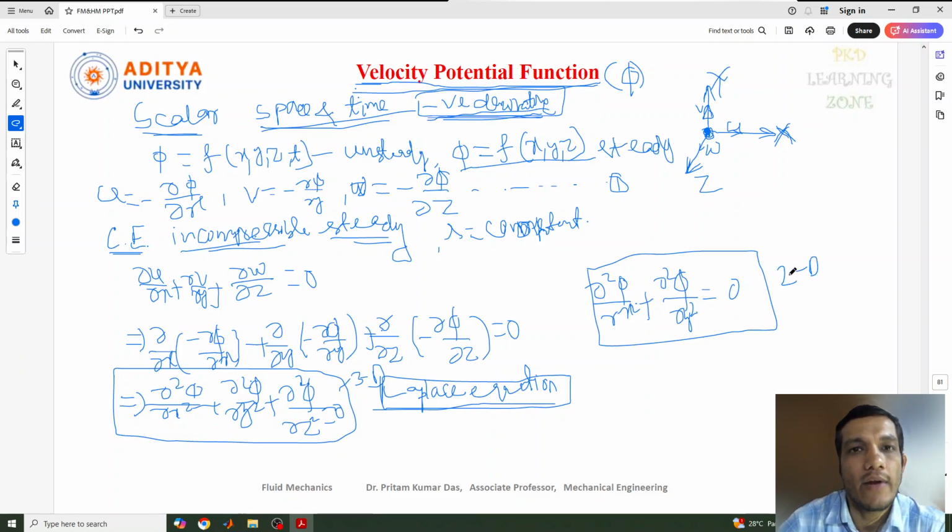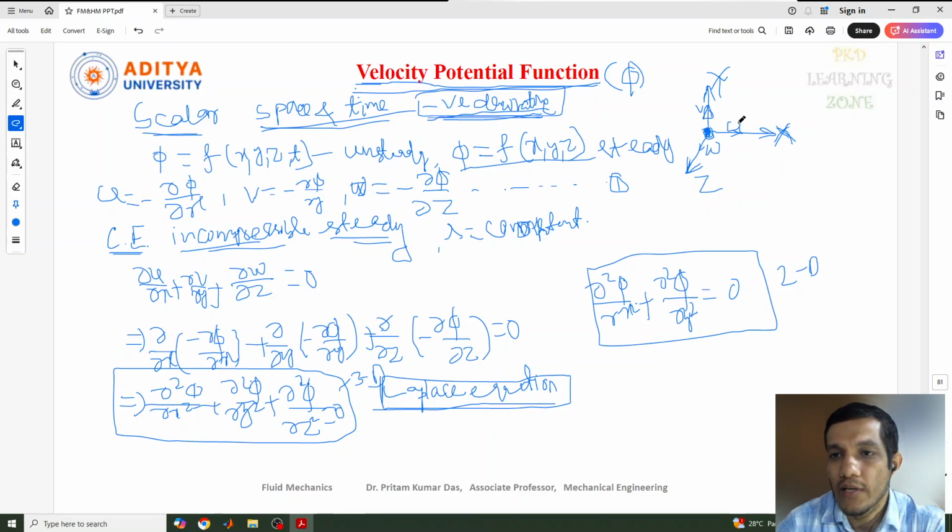Okay, now here we are talking about why this Laplace equation is required. We got this Laplace equation from this derivative only, and the flow with a velocity potential function will be possible when this condition is satisfied. This is one point.